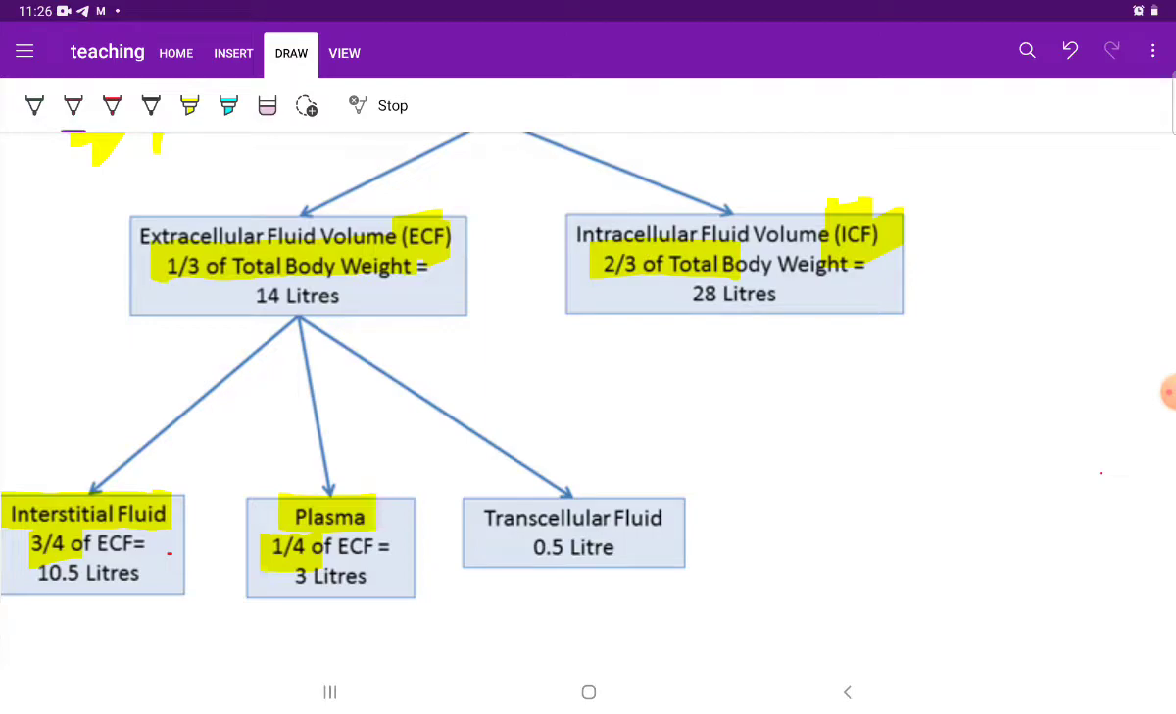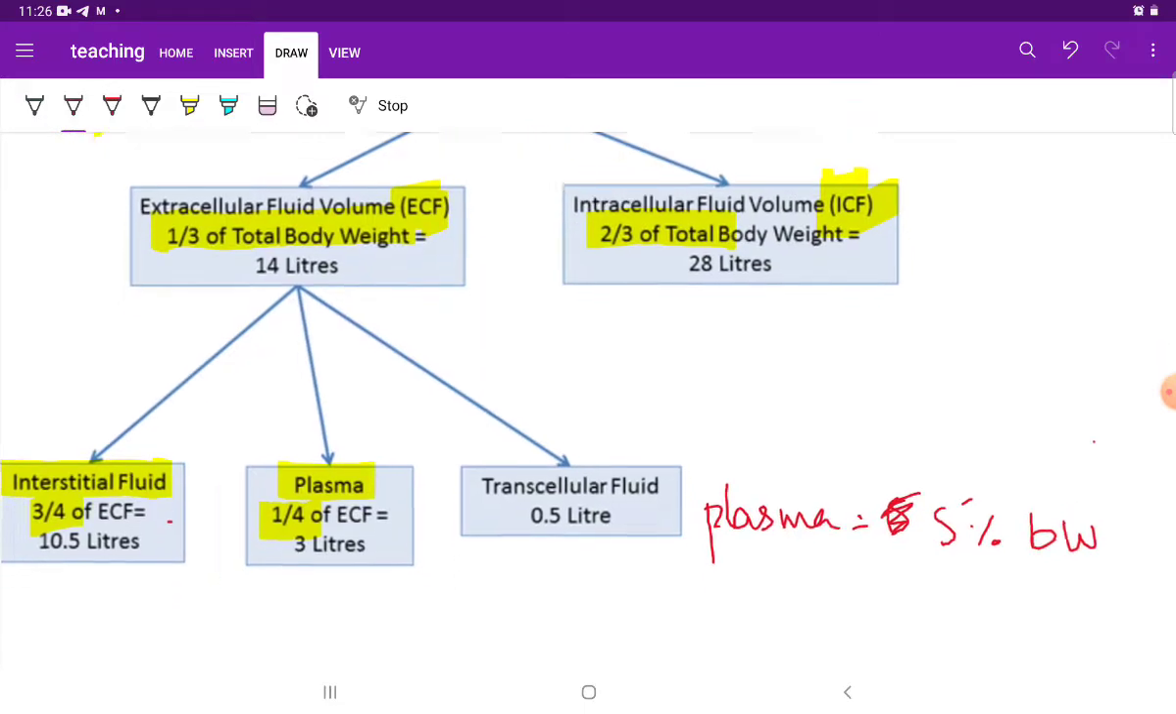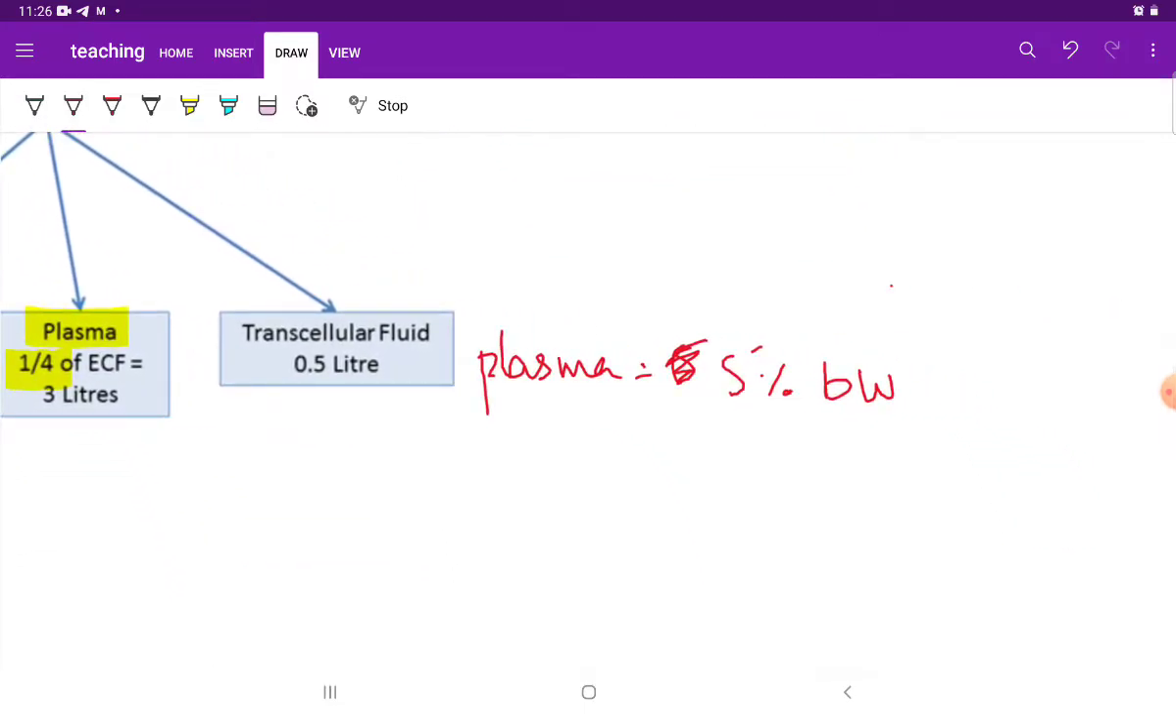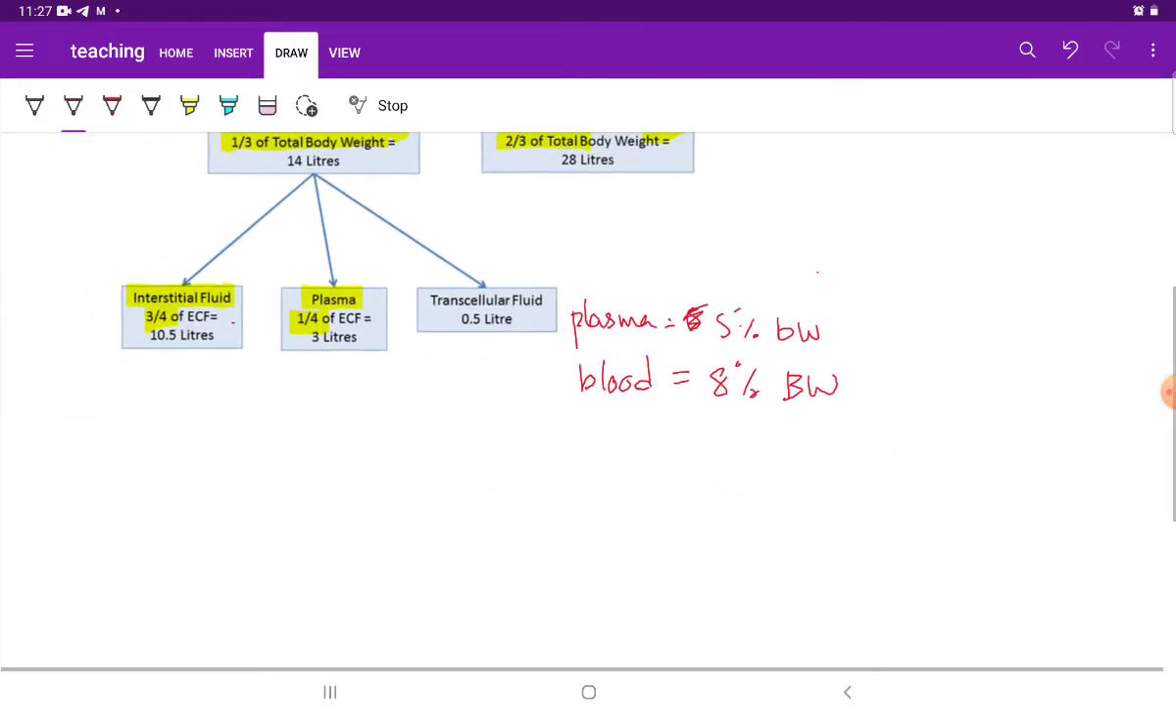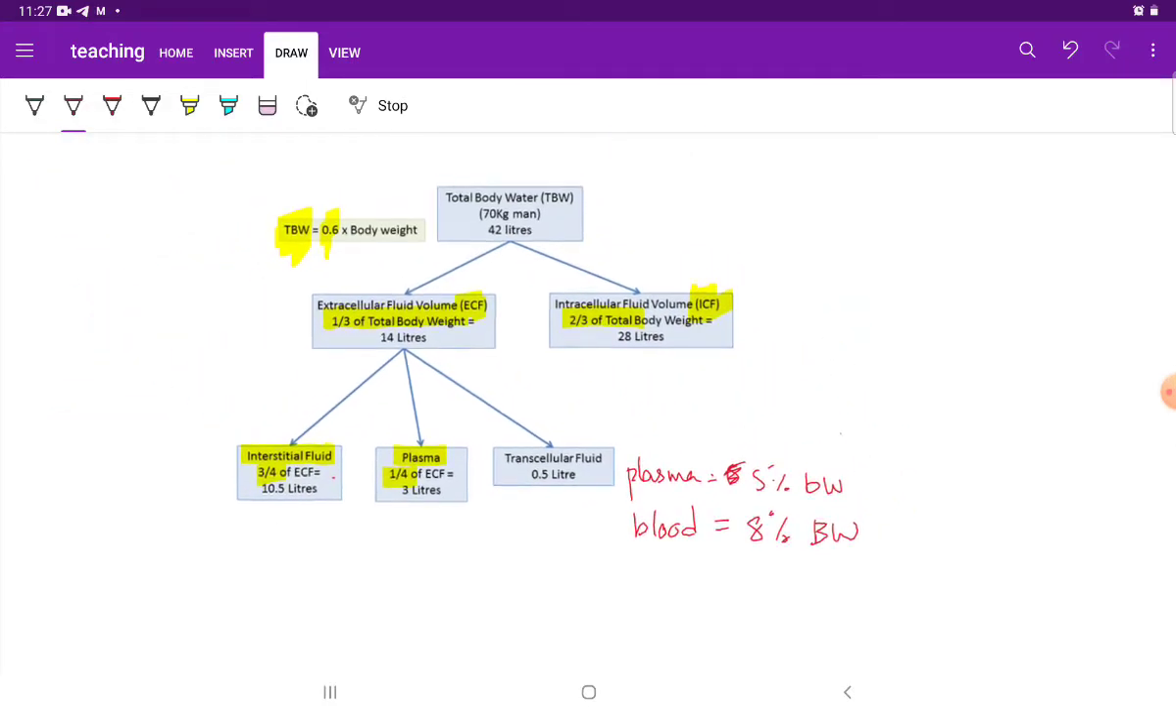For easy calculation we can say plasma is nearly 5% of body weight. And if you take blood, it is nearly 8% of our body weight. So this is the thing which you have to keep in mind.